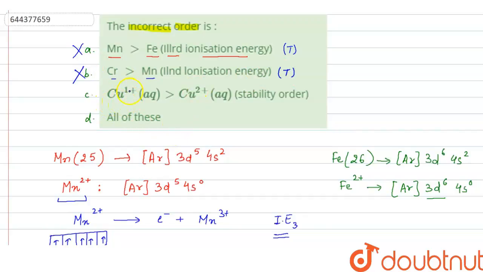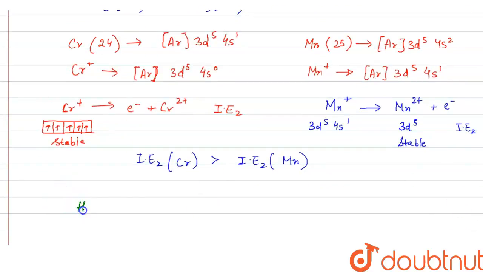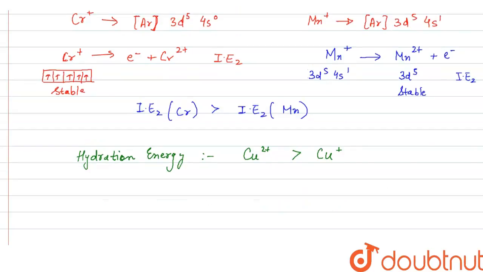In C, it is given that the stability order of Cu+ aqueous is greater than Cu2+ aqueous. Now, basically, the stability order of ions in aqueous solution depends on the hydration energy. The more the hydration energy of the ion, the more strongly the ion will bond to the water molecules. So if we compare the hydration energy, the hydration energy of Cu2+ is greater than Cu+ in aqueous form.